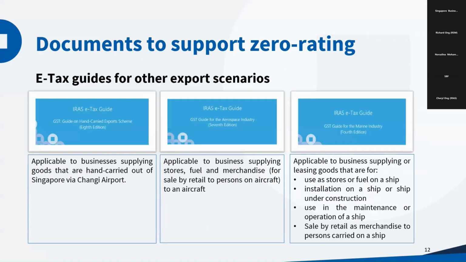There are also other guides you may refer to for specific scenarios, such as the GST guide on hand carry export scheme for goods hand carried out of Singapore via Changi Airport, the GST guide for aerospace industry for supply of stores, fuels, and merchandise to an aircraft, and the GST guide for the marine industry for businesses supplying or leasing goods that are used on board a vessel.